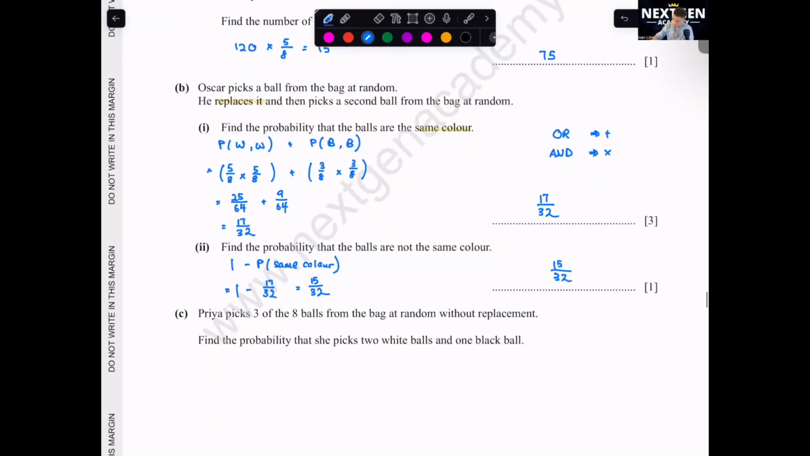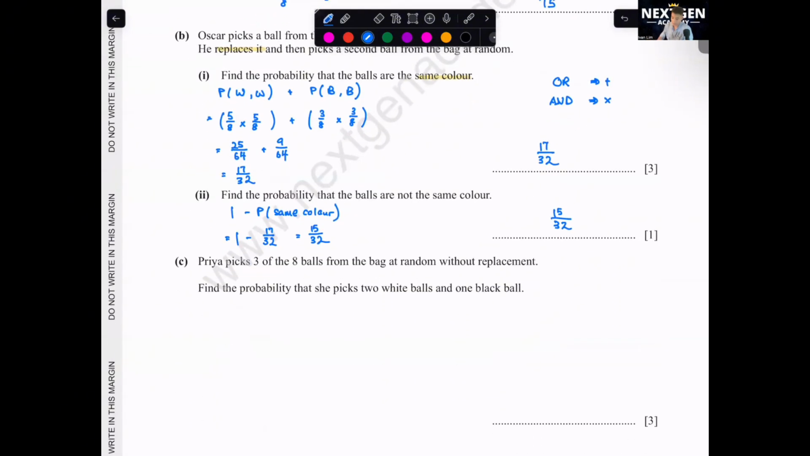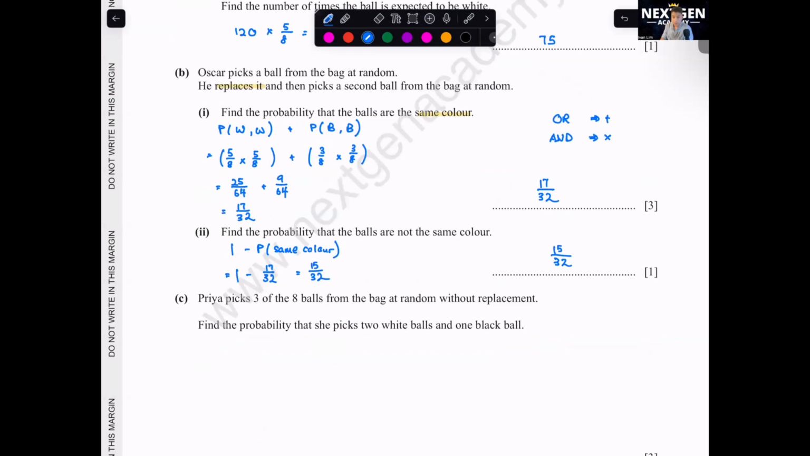Okay, question C. Just now someone asked question B. Got it already? Who was asking this one? I think Brian. Can? Okay, question C. Now we look again at the keyword. Priya picks 3 of the 8 balls from the bag at random without replacement. What does it mean without replacement? It means she takes out the ball, she looks at the ball, then whatever ball she gets, she puts it outside. So here now, find the probability that she picks 2 white balls and 1 black ball.